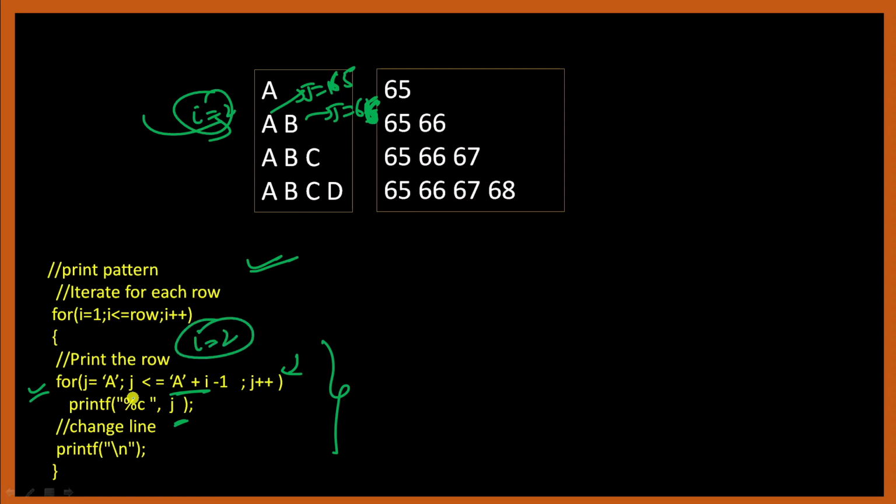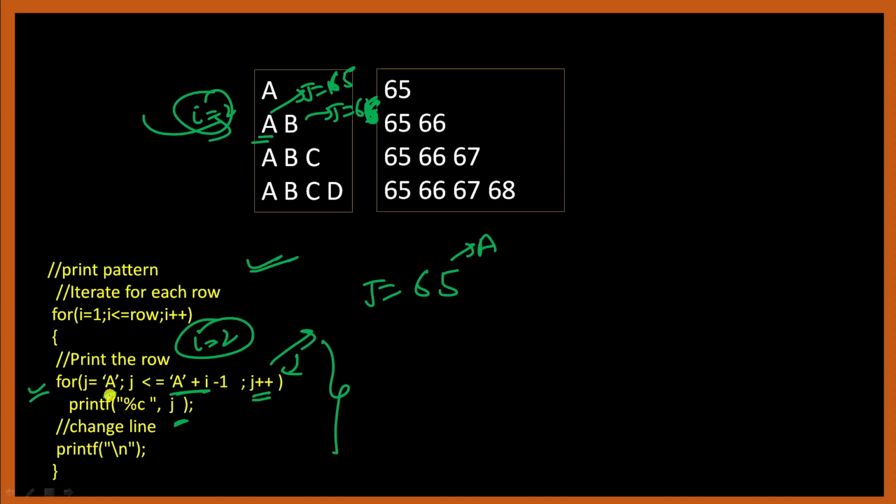Now come here. I am saying, what is the starting point? j equal to a, that is 65. Okay, j equal to 65, which is a, correct? Now here I am doing j plus plus, that is 65, 66, 67. This can go on, correct?